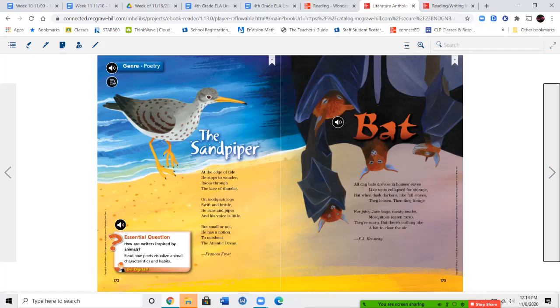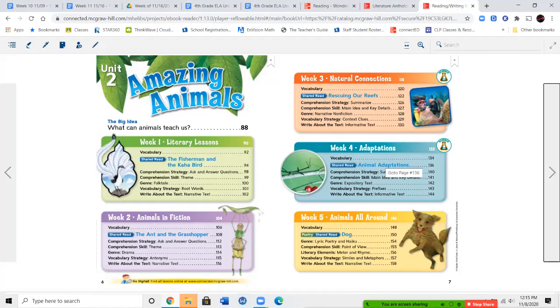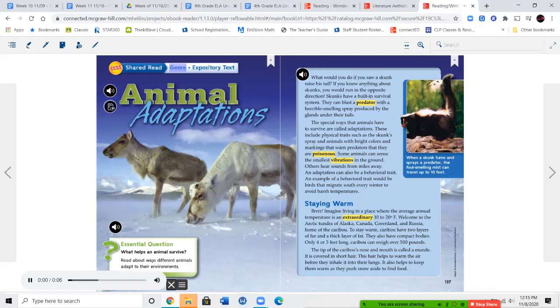All right, that takes us to the end of our stories in our literature anthology. We're going to jump into our reading and writing workshop, and we're going to talk about animal adaptations. Genre, expository text, animal adaptations.